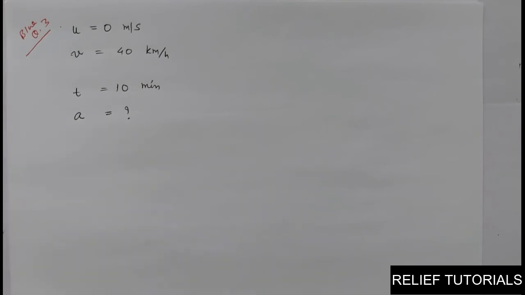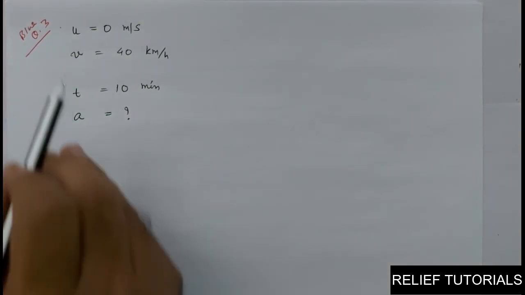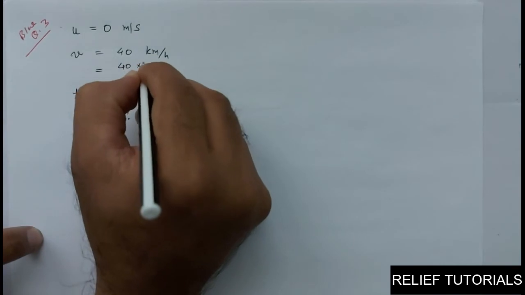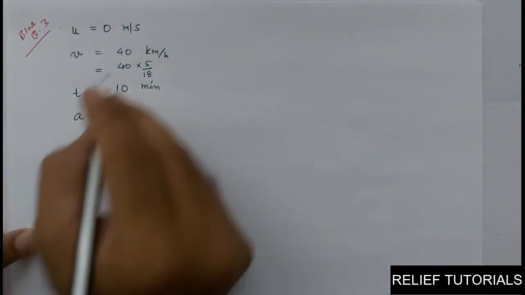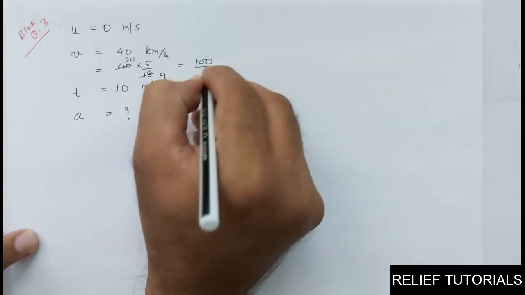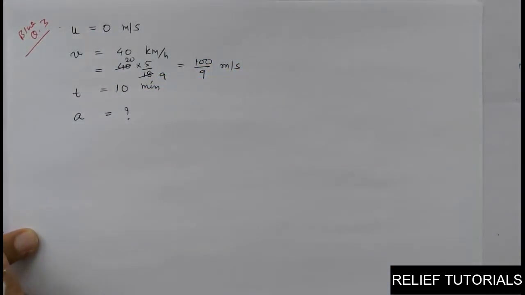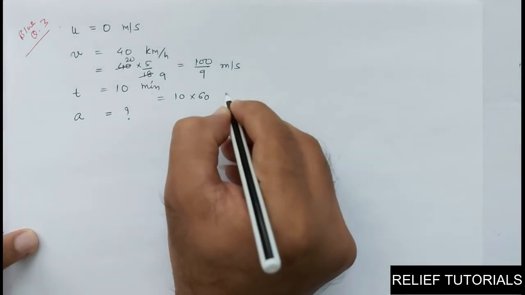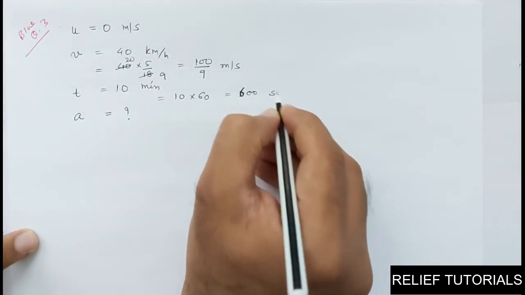Whenever you read the question, students, you have to make a list of the data which is given to you. And now the question is to find acceleration. Initial velocity is 0. Final velocity is 40 km per hour, but we have to convert this 40 km per hour into meter per second. Multiply it by 5 by 18. So 2 9s are 18 and 2 20s are 40. So it's 20 into 5 is 100. So it is 100 by 9 meter per second. And here the time is given in terms of 10 minutes. You must convert it into seconds. So 10 into 60 will be 600 seconds.